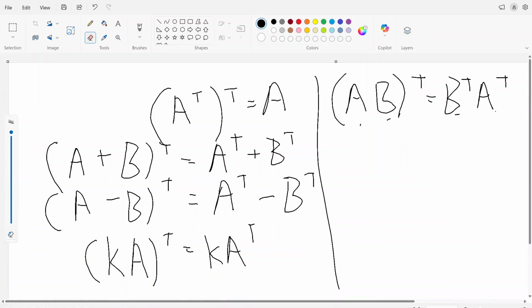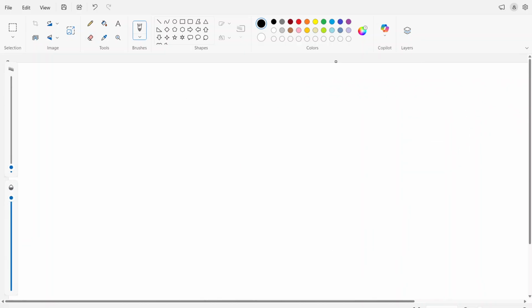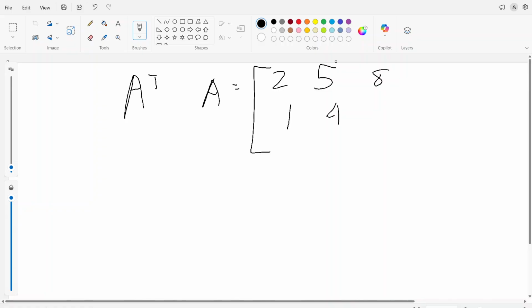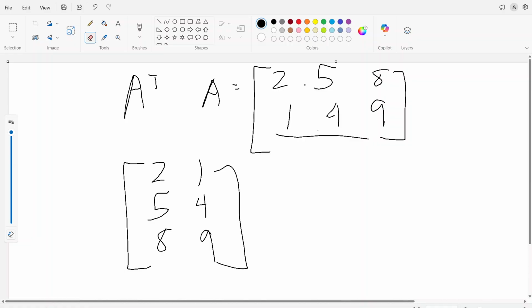Now that we have all our properties down, I want to go over some common exam problems. Let's say we have to find Aᵀ if matrix A equals [2, 5, 8; 1, 4, 9]. Step 1 is that the first row becomes the first column. And step 2 is that the second row becomes the second column. So our final answer will be [2, 1; 5, 4; 8, 9]. And that's number 1 done.